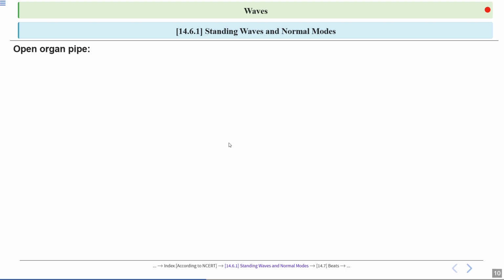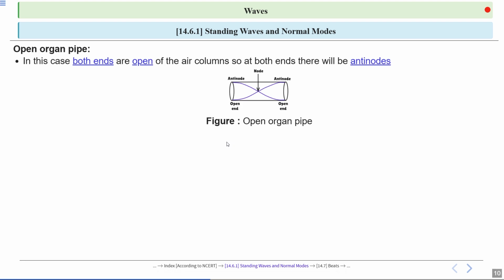Now, in an open organ pipe, both ends are open, allowing air to vibrate freely. This creates antinodes, points of maximum vibration at both ends. Unlike closed pipes, there is no node at the ends. This setup allows for different harmonic patterns. So, in the given figure here, this open end means antinode. This open end antinode, and this one is node. Clear?